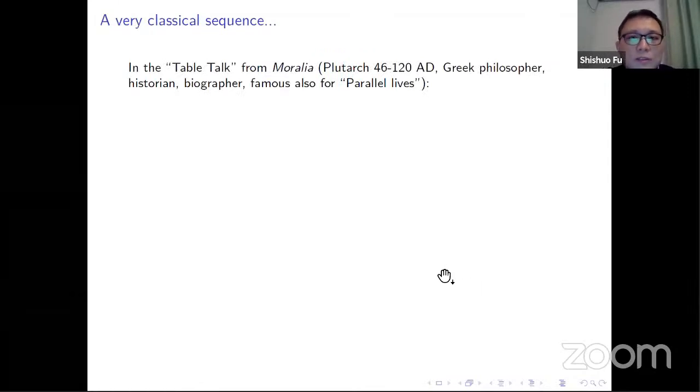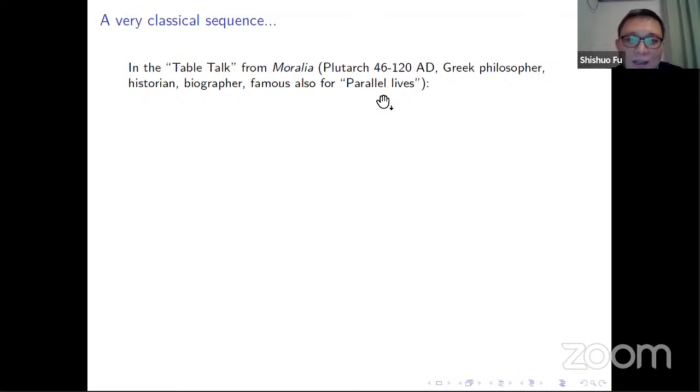So we begin with the so-called Schroeder numbers, the sequence of Schroeder numbers. According to a paper by Richard Stanley published in the American Mathematical Monthly, this turns out to be a very classical sequence, because in the Table Talk section from Moralia, which was written by Plutarch, it appears. Plutarch was a Greek philosopher, historian, and biographer, famous for another work called The Parallel Lives.